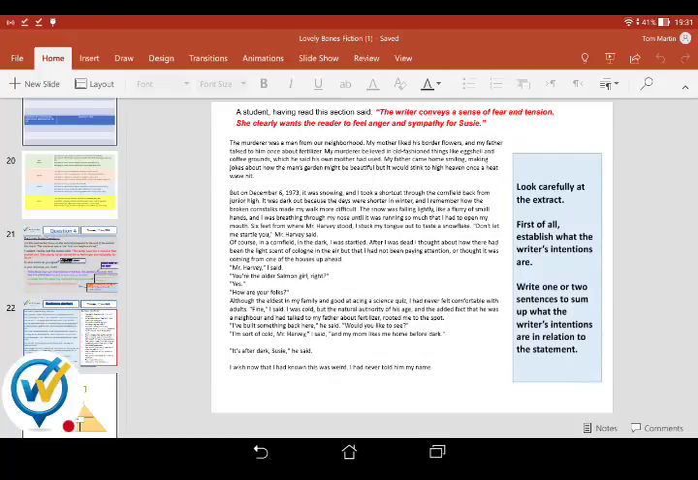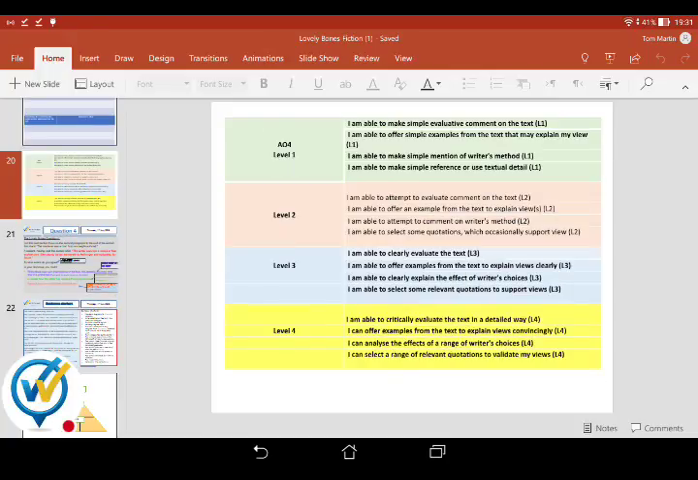If you look at the marking scheme, very quickly this is broken down, you can see here at level 2, you can attempt to evaluate, to comment on the text. And I'm sure all our students can do this. You can offer an example from the text to explain those views, so that short quote. You are able to comment on the writer's method. So is that structure? Is it tone? Is it language features? And you can select with some quotations. However, to really cement that grade 4 and 5, you really want to be able to clearly evaluate. So if this is something that you would like to do, I really would like you to think about doing this when you get to a study clinic or the next stream that we do.